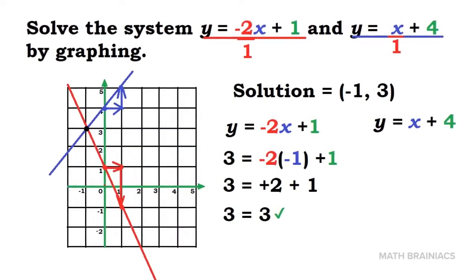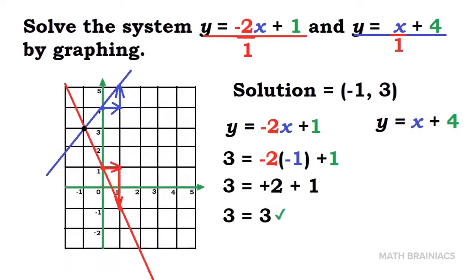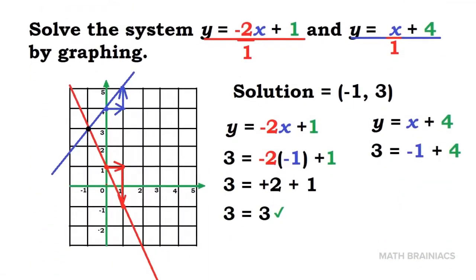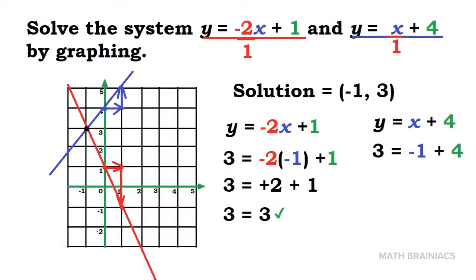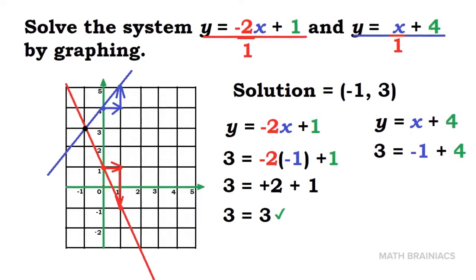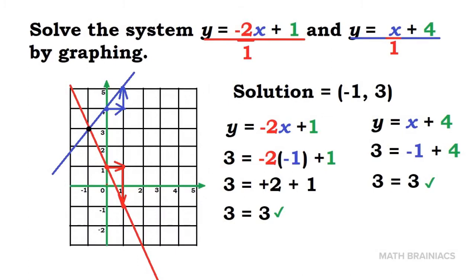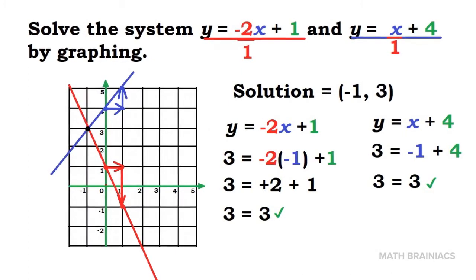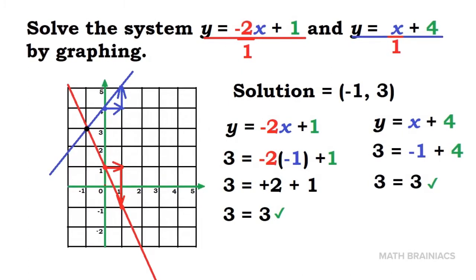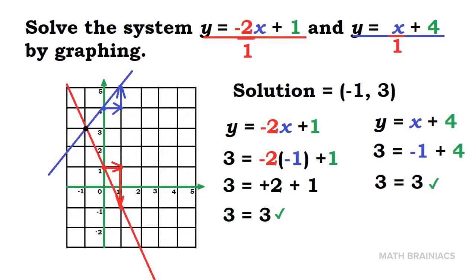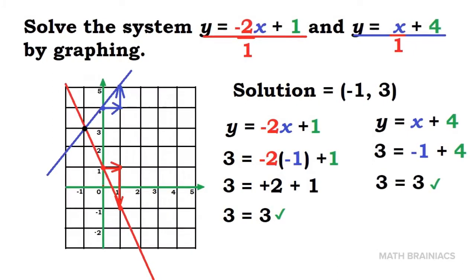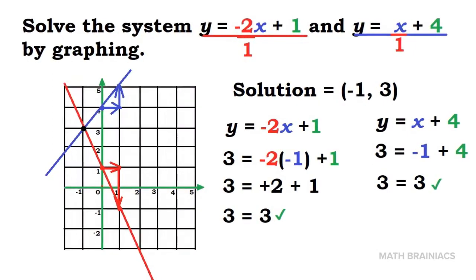Let us move to the second equation, which is y is equal to x plus 4. Substituting the solution in the equation, it will give us 3 is equal to minus 1 plus 4, which will give us the same number 3. Therefore, the system y is equal to minus 2x plus 1 and y is equal to x plus 4 has the solution set of negative 1 and 3.